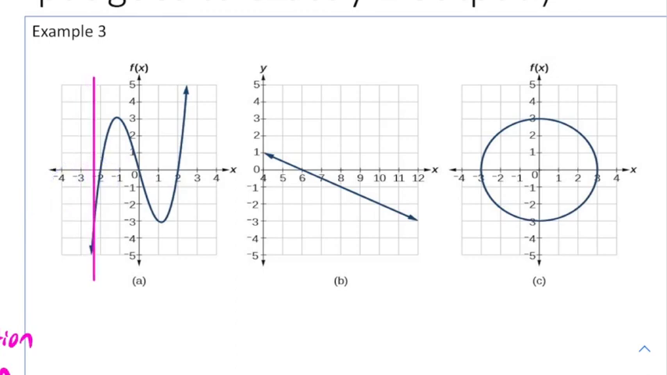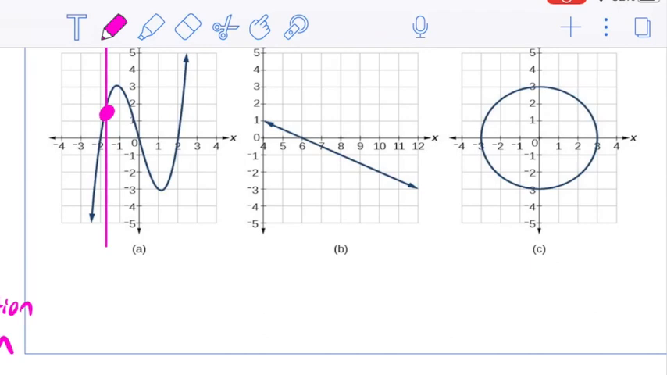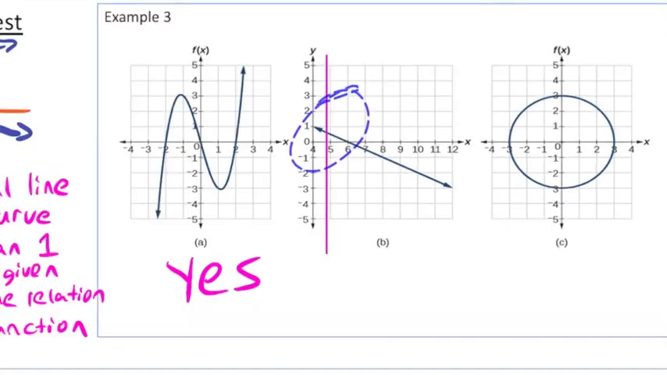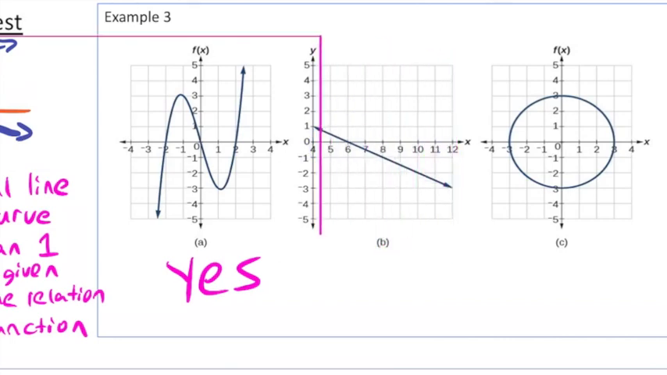While it gets pretty steep here, this curve is never touching the vertical line in more than one place. As I run it through, there's always exactly one place for which the line is hitting the curve. That means that, yes, this is a function. This is a visual way to determine whether or not something's a function. Let's do this example. As I go through, the vertical line is never touching this line in more than one spot, so this is also a function.